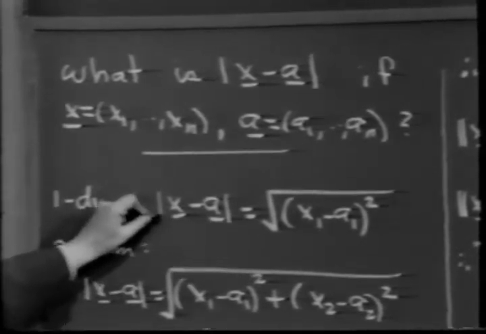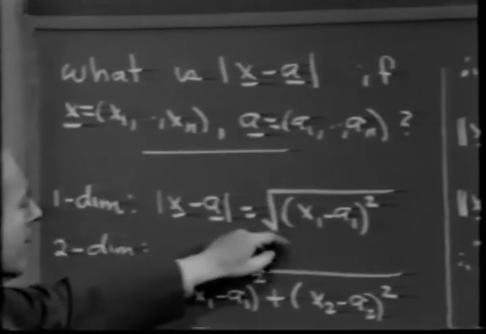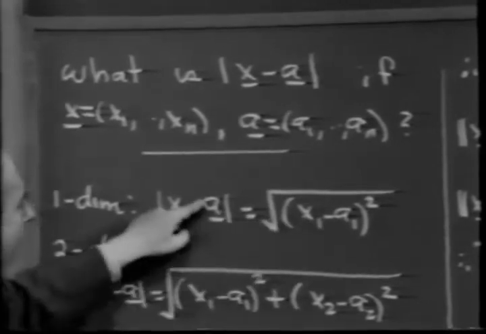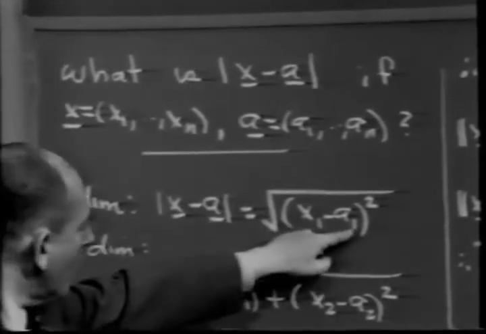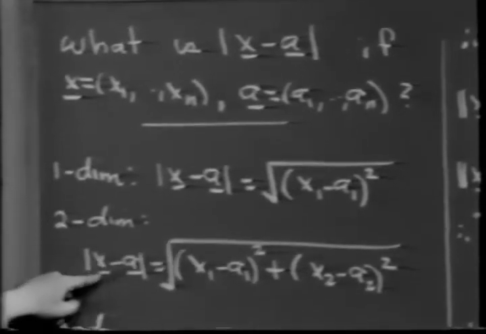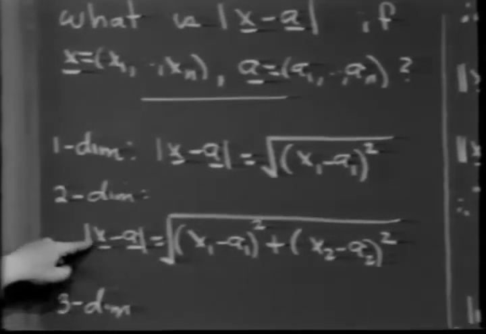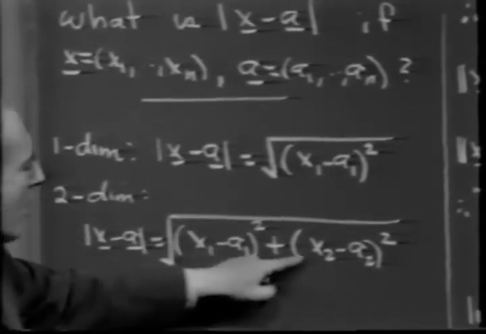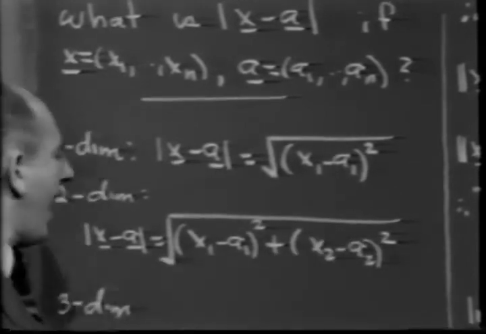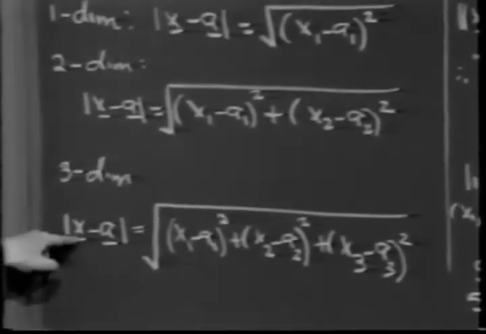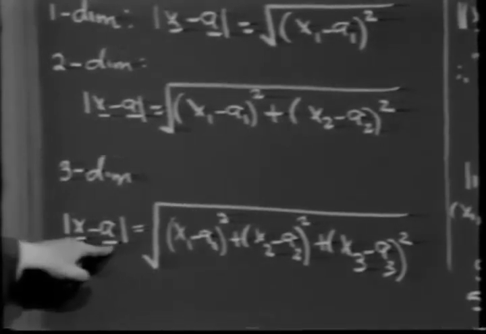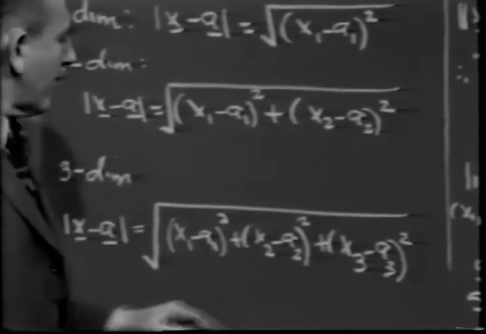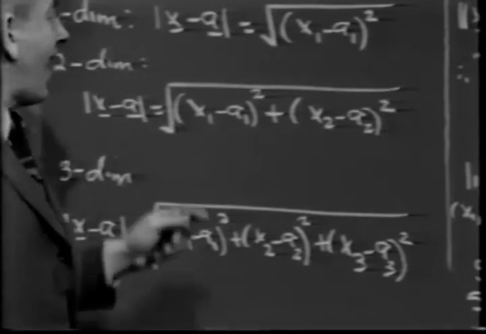Let me tell you what I mean by that. In the one-dimensional case, we defined the magnitude of x minus a to be the square root of x1 minus a1 squared, where the vector x was the one-tuple x1 and the vector a was the one-tuple a1. In the two-dimensional case, we said, okay, let's define the magnitude of the vector x minus a to be the square root of x1 minus a1 squared plus x2 minus a2 squared. And in the three-dimensional case, we said, let's define the magnitude of x bar minus a bar to be the square root of x1 minus a1 squared plus x2 minus a2 squared plus x3 minus a3 squared.